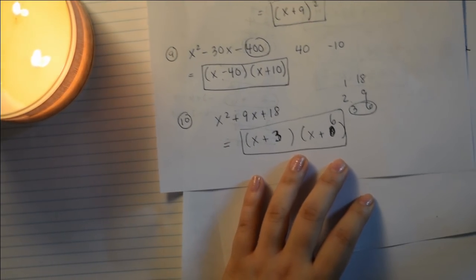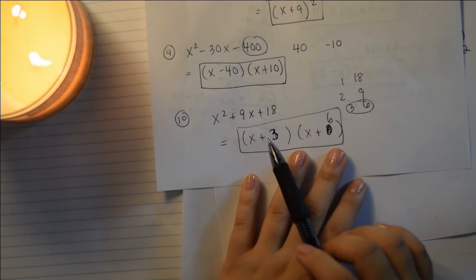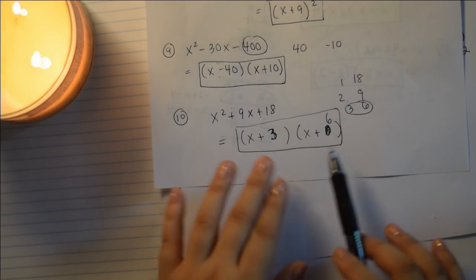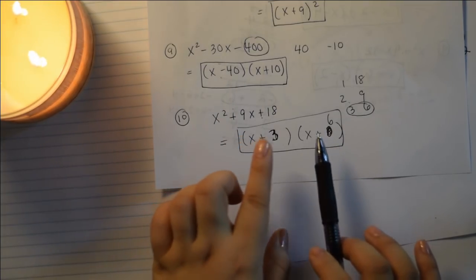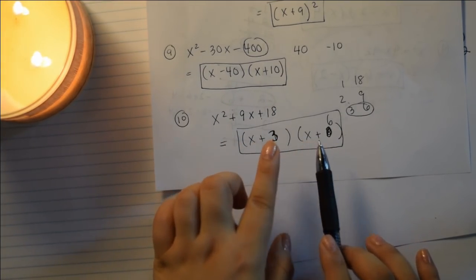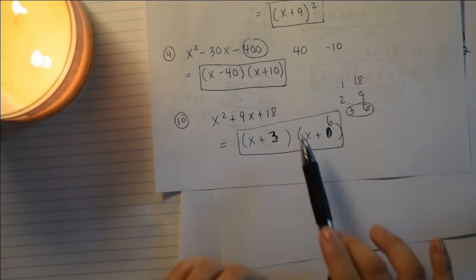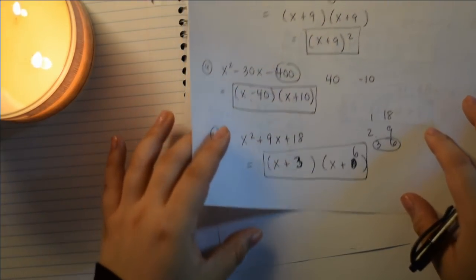And this is why it's always so helpful to make sure that you check mentally whenever you do factor. Just check really quickly that your FOIL works back out. So my x squared is good, my outer is 6x, inner is 3x. Those add up to be 9x. My last is 3 times 6, which is 18. Perfect. Very awesome job.